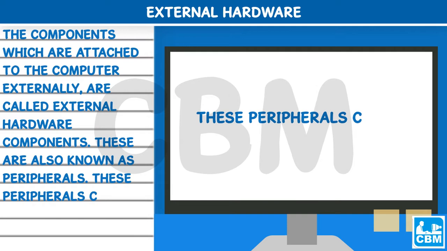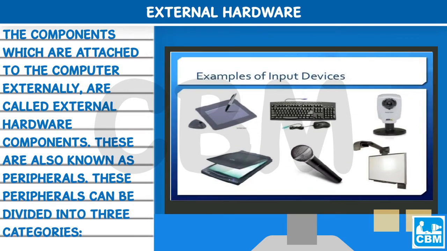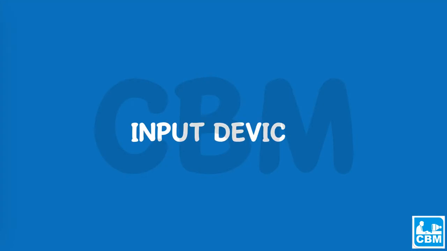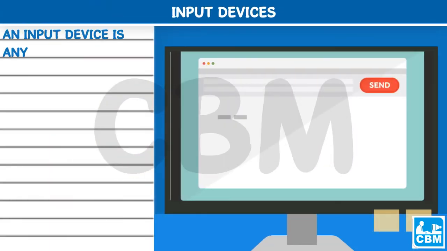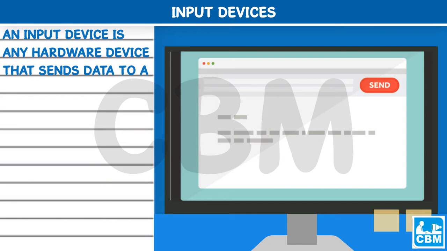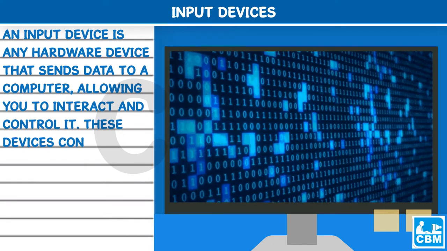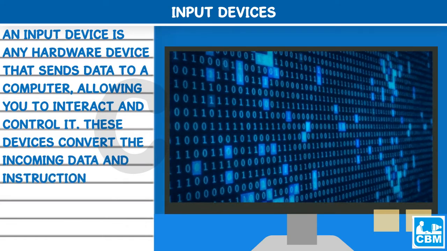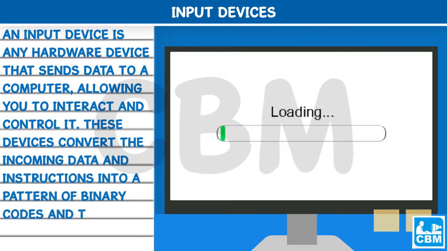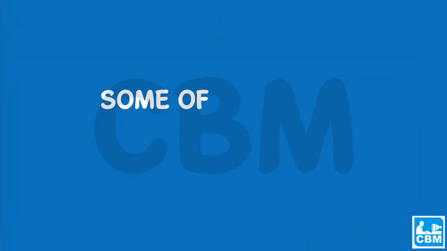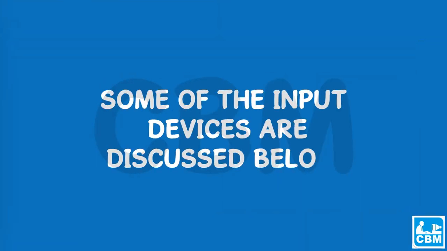These peripherals can be divided into three categories: input, output, and storage devices. Input devices. An input device is any hardware device that sends data to a computer, allowing you to interact with and control it. These devices convert the incoming data and instructions into a pattern of binary codes and then supply the converted data to the processor for processing. Some of the input devices are discussed below.